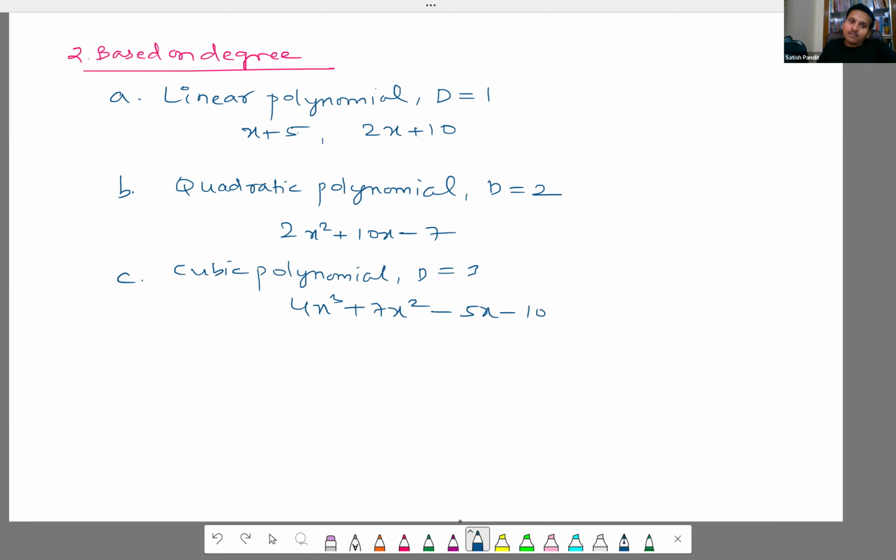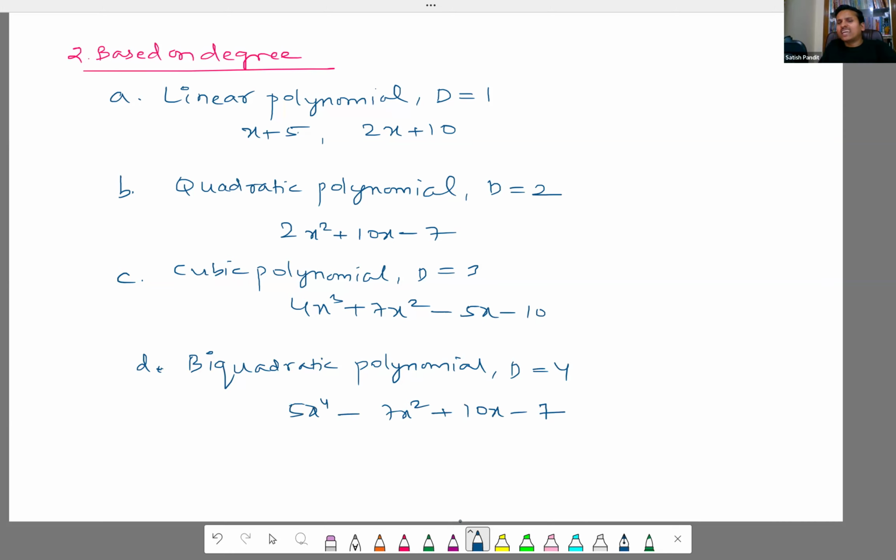Okay. Next, we have something called biquadratic polynomial. Here degree will be 4. So for example, 5x to the power 4 minus 7x square plus 10x minus 7, or maybe anything I can put. See here, if you look, the highest power of the variable is what? 4. Although we have 4 terms, we are not going to see the number of terms, only the highest power of the variable. That is 4. That is why degree is 4. Okay. Are you all getting it?